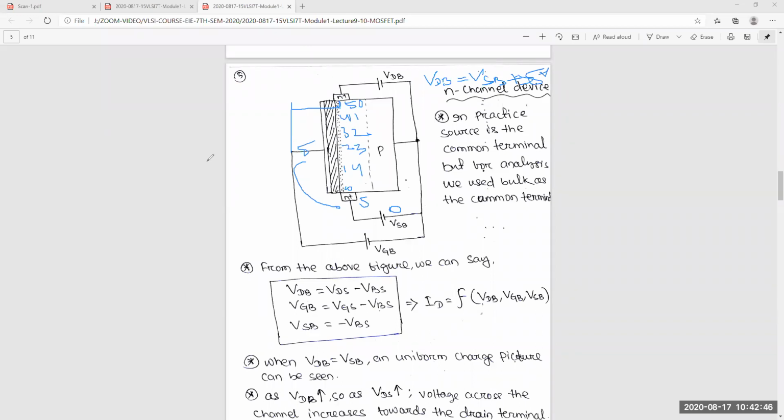So think about it: if there is 0 voltage from gate to channel, is it able to attract the inversion charge? No, sir. So finally this inversion charge will be 0. That means at this point the inversion charge is more, now gradually it will decrease, finally it will be 0. Yes or no? Yes, sir.